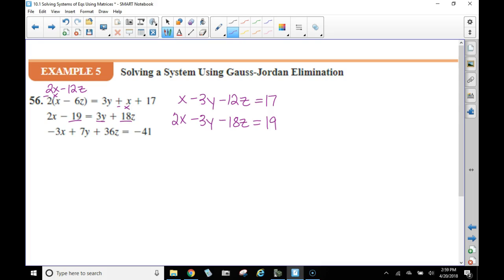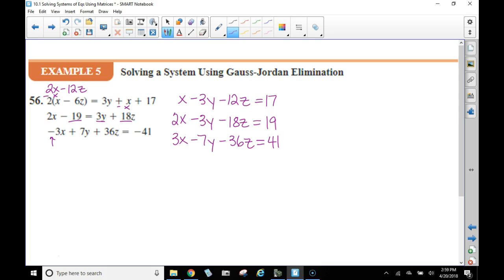Maybe I don't love a negative 3 there. I don't have to stand for that. I don't have to have a negative 3 there. I can say that is equivalent to positive 3x, but then I got to go minus 7y minus 36z equals positive 41. All right, good stuff.